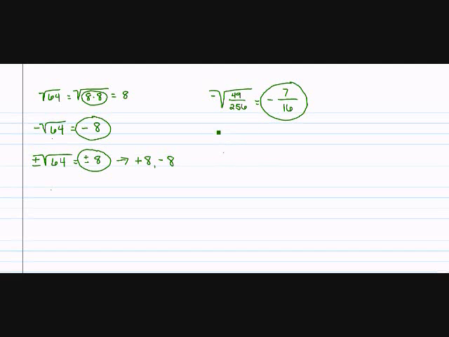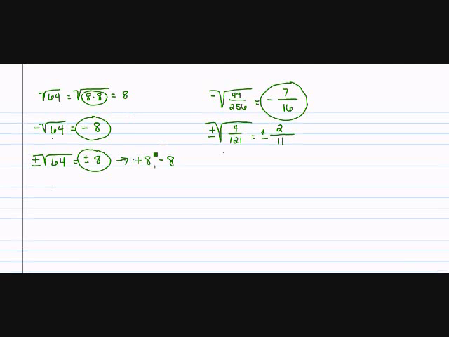What about this one? Plus minus the square root of 4 over 121. Well, I have my signs, plus, minus, and then I have 4 over 121. The square root of 4 is 2, and the square root of 121 is 11, because 11 times 11 is 121, and the square root of 4 is 2, because 2 times 2 equals 4.